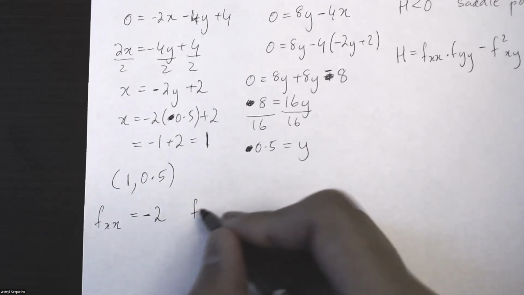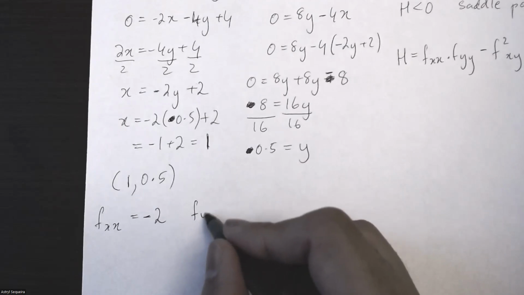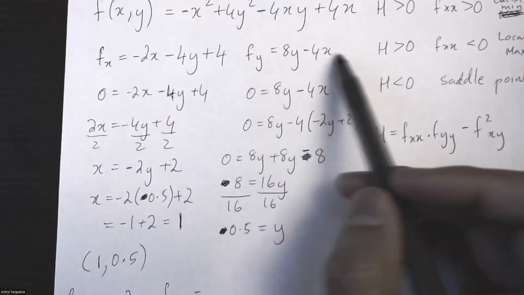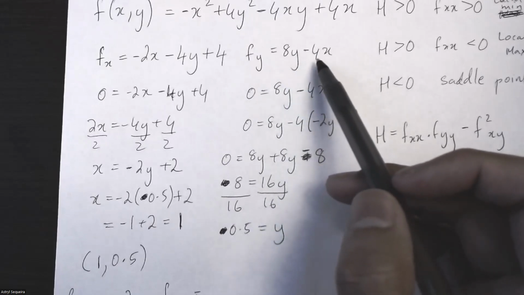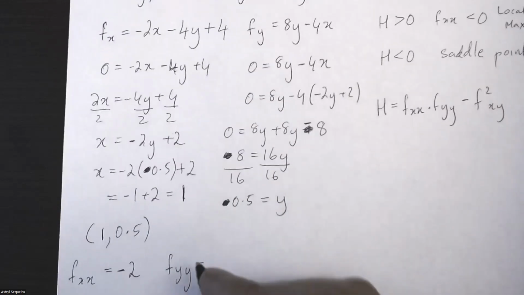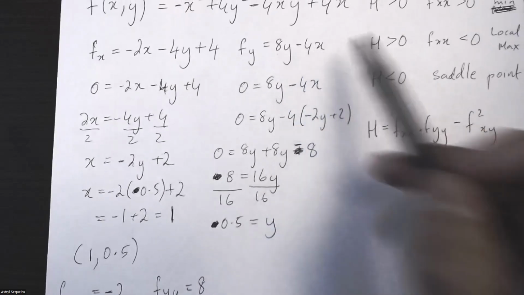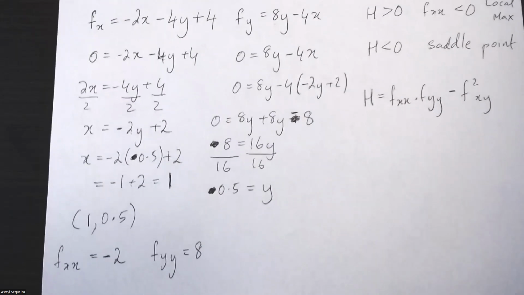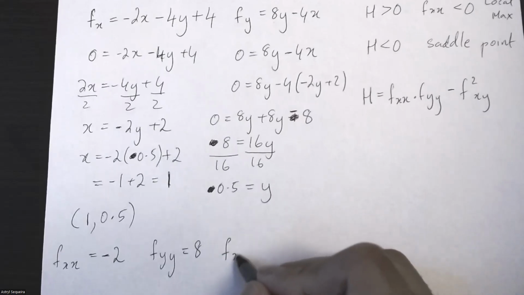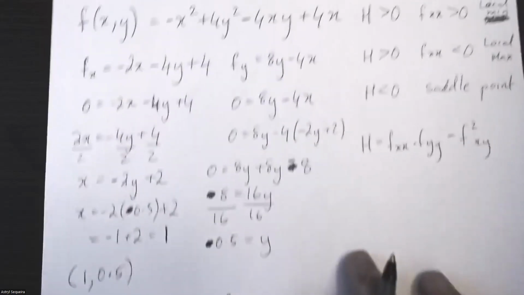Then I'll find fyy, which is deriving this equation a second time with respect to y. Derivation of 8y is 8, and derivation of negative 4x is just 0 because we're pretending like x is a constant. And last, I'll find fxy.